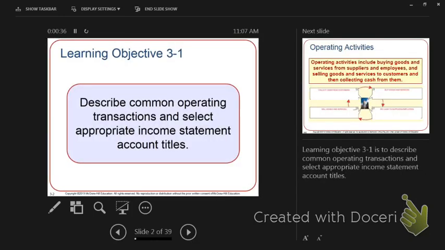So what we're going to do is we're going to talk about the different transactions, and then we're going to talk about what accounts. Now, there's only two accounts on the income statement, right? What two accounts go on the income statement? Revenue and expenses, all right. And what we've seen so far when we've been doing the problems is they're pretty obvious when it's revenue, and it's pretty obvious when it's an expense.